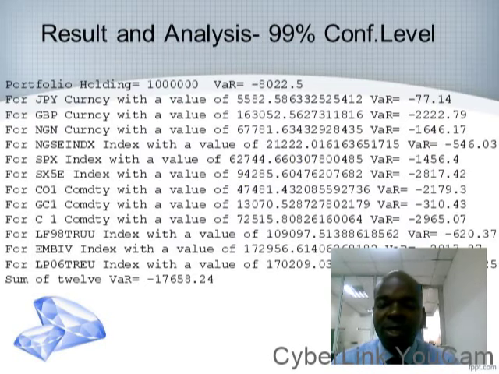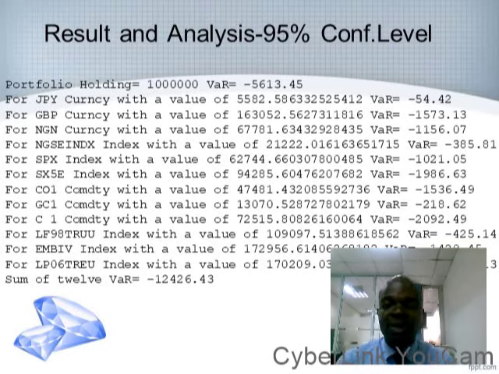The result of our portfolio analysis, when we invested 1 million at 99% confidence level, shows that the VaR of portfolio holding is 8,022.5, while the aggregate VaR for the 12 assets is -17,658.24. Corn first commodity contract has the highest VaR.